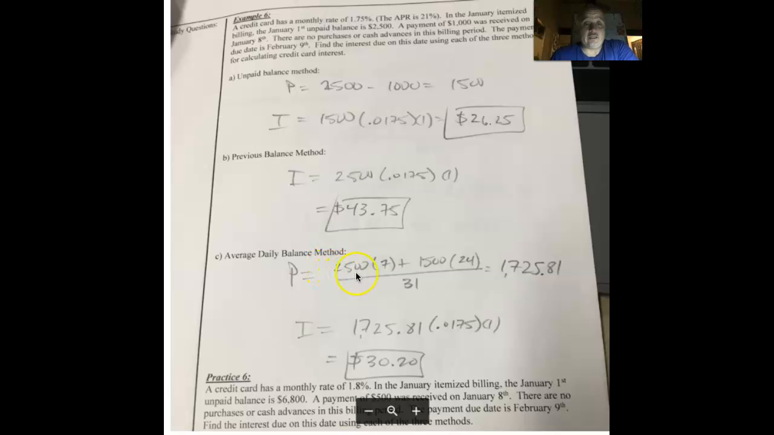Basically the balance was $2,500 for 7 days. The reason we know that is because it tells us on January 1st it was $2,500. And then it tells us that a payment of $1,000 was received on the 8th. So for the first 7 days of the month, the balance was $2,500, but then on the 8th day, a payment was made. Once the payment is made, the balance goes down, and January has 31 days.